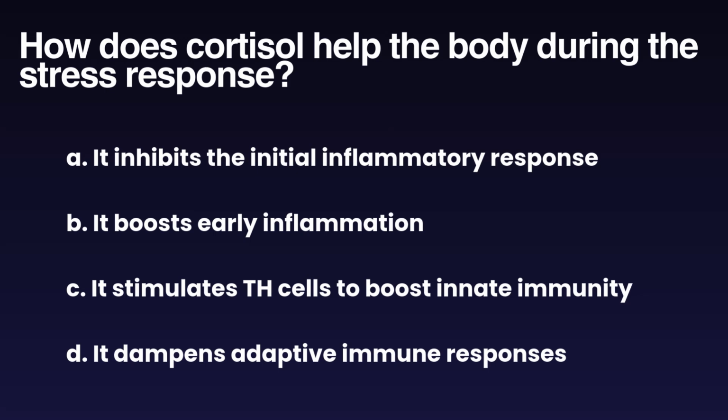How does cortisol help the body during the stress response? A. It inhibits the initial inflammatory response. B. It boosts early inflammation. C. It stimulates Th cells to boost innate immunity. D. It dampens adaptive immune responses. Correct answer: A. It inhibits the initial inflammatory response.